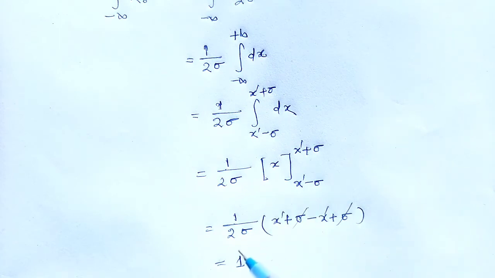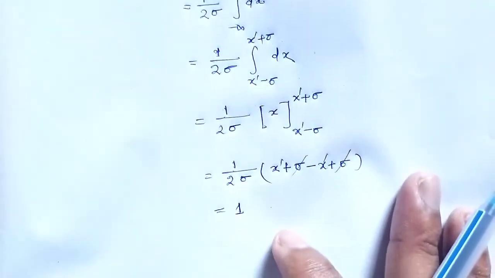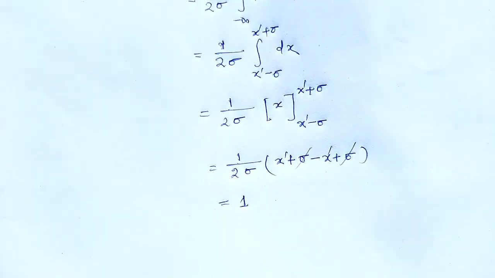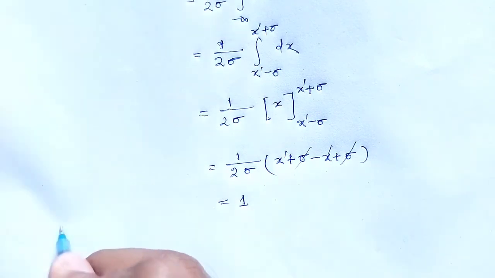So, the rectangular function r sigma has the properties of the Dirac delta function. As we discussed before, what is the definition or the properties of the Dirac delta function? Del x is equal to 0 if x is not equal to 0, and if x is equal to 0, then del x is equal to infinity, and the integration of del x dx from minus infinity to plus infinity is equal to 1. That is the unity, that is the particular property and the definition of the Dirac delta function.